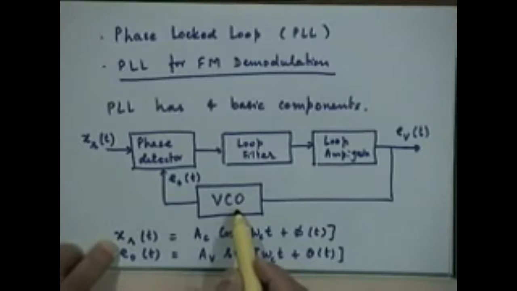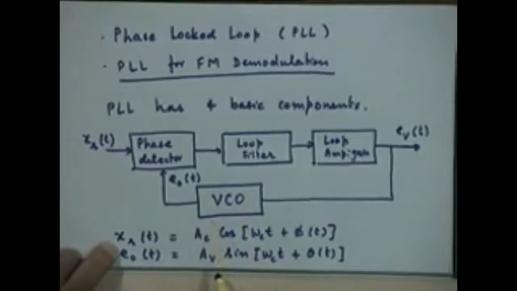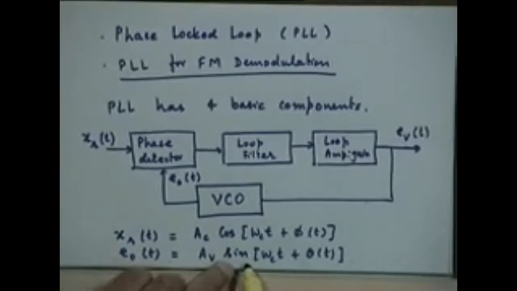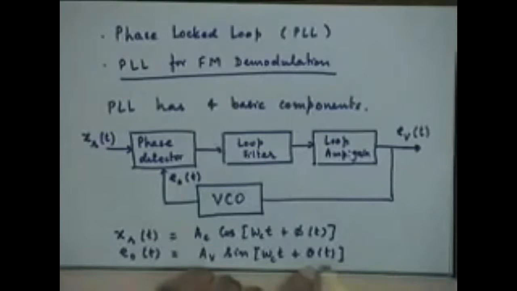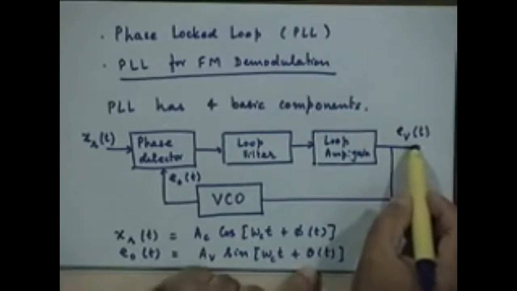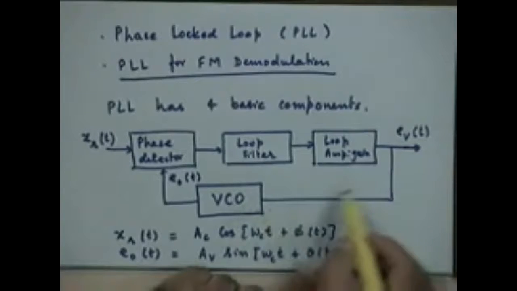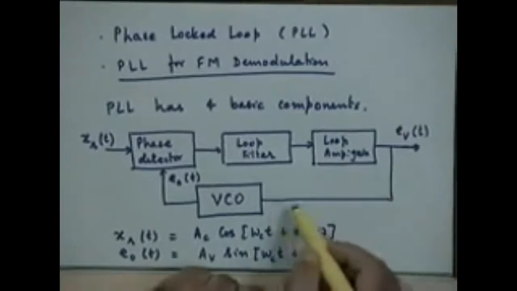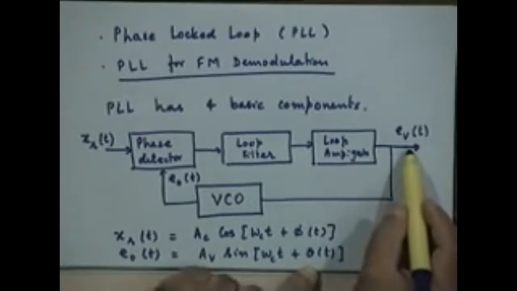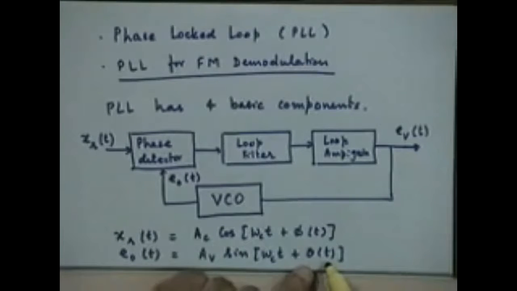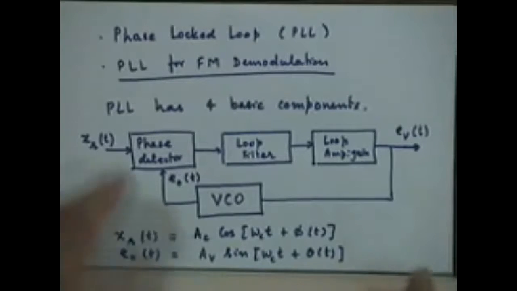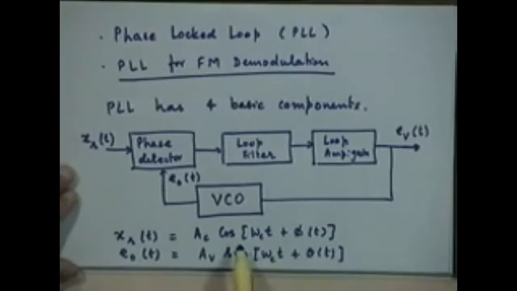And let us also assume that the VCO output is another sinusoidal signal with the same center frequency omega c and some arbitrary phase modulation, which will depend on the nature of this signal, because after all the VCO is governed by its input. Depending on the variation of the input, it will have some modulation here. So let us start from this onwards.